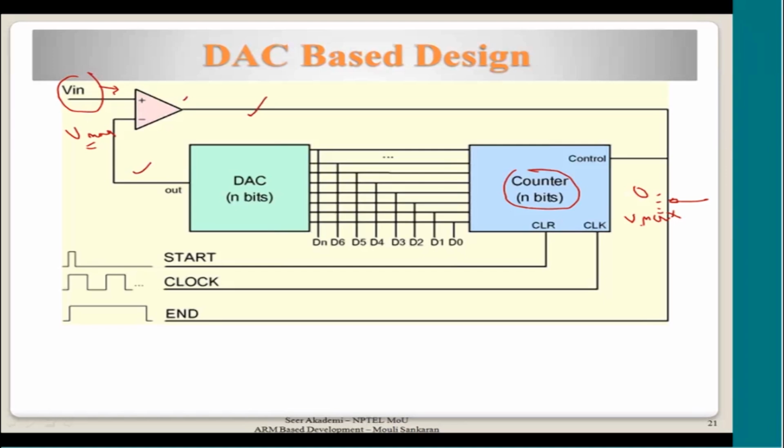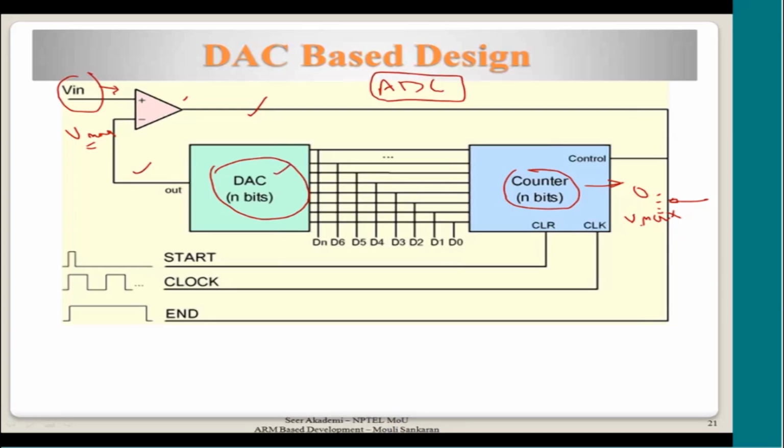This output will control the counter and stop it. Then that is the converted value. Wherever the counter stops is the actual converted value of the voltage source. So we are using a DAC inside for implementing an ADC. This is very interesting.